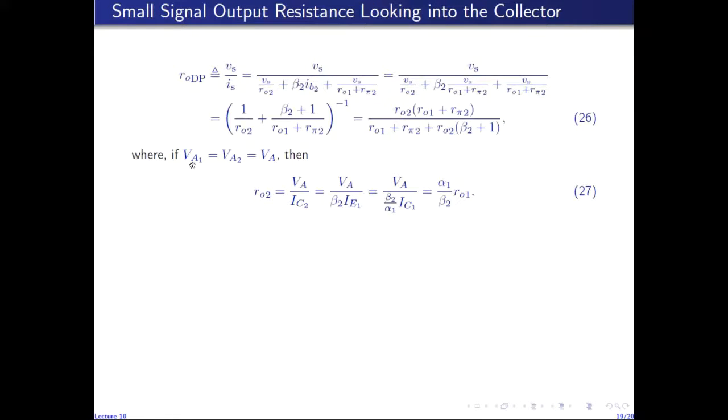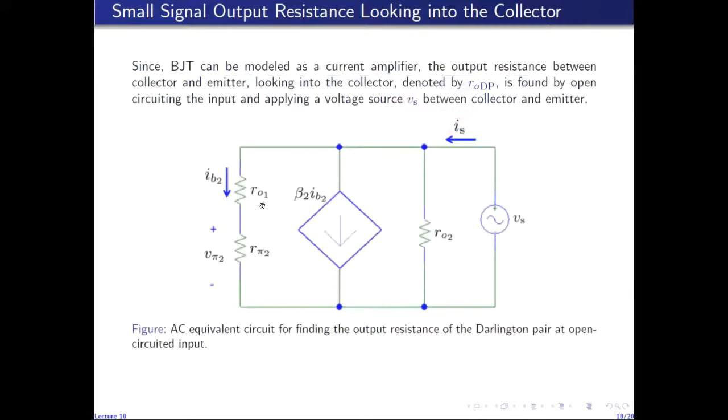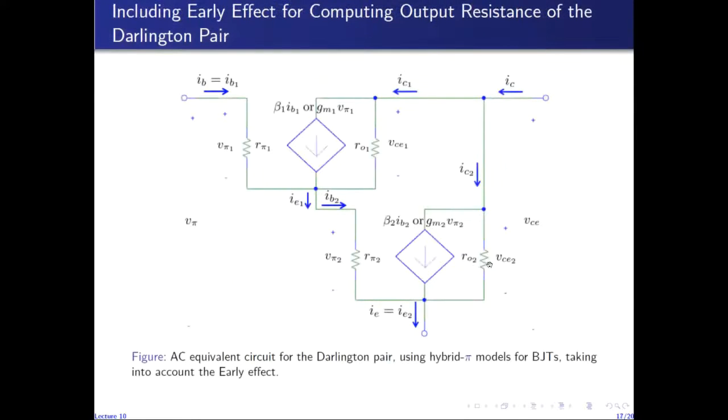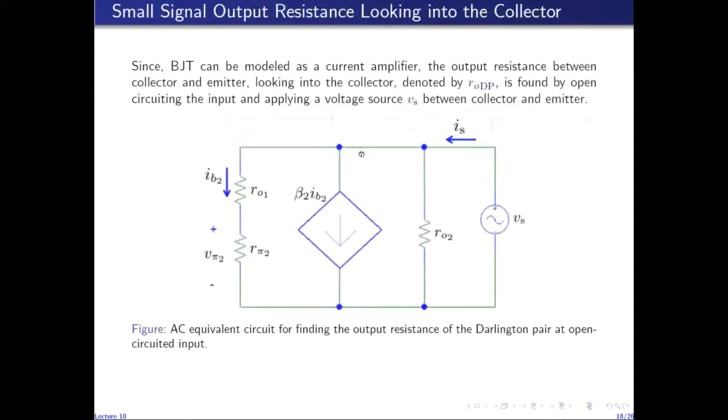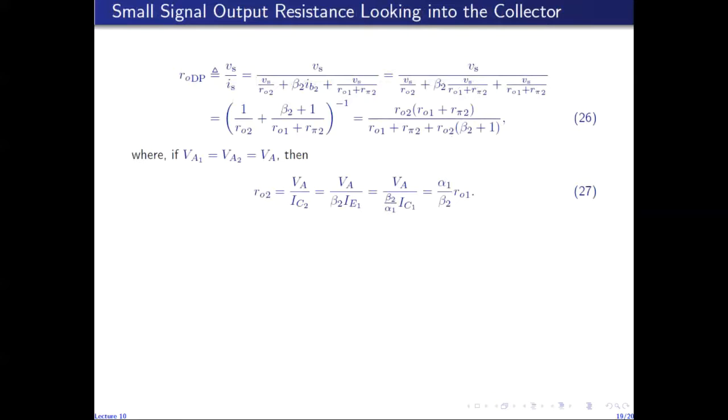So if we assume that the early voltage for the two transistors is the same, represented as VA, then we can relate the output resistance of the second transistor to the output resistance of the first transistor, just like we related R pi and RE. So we can relate small R02 with small R01 through this relation.